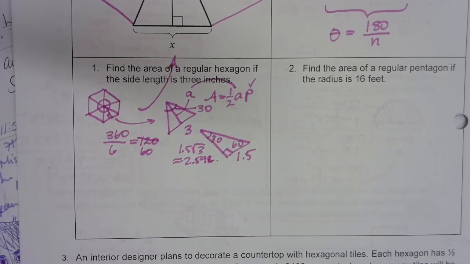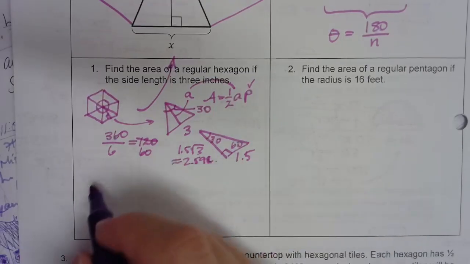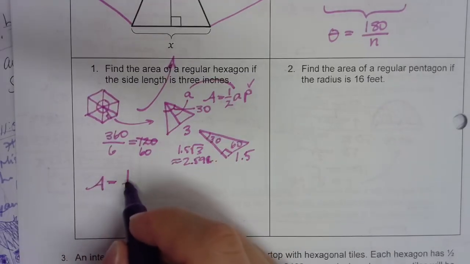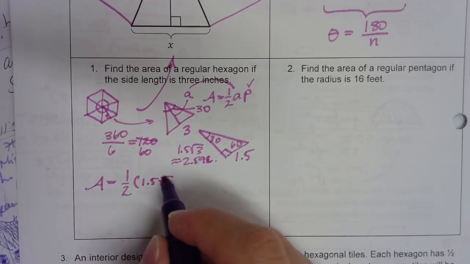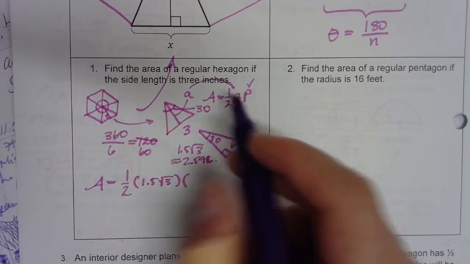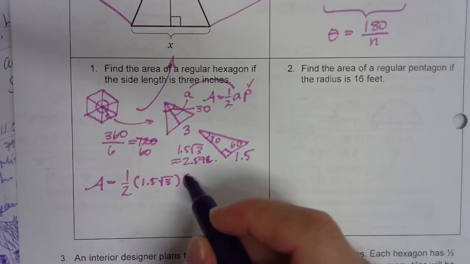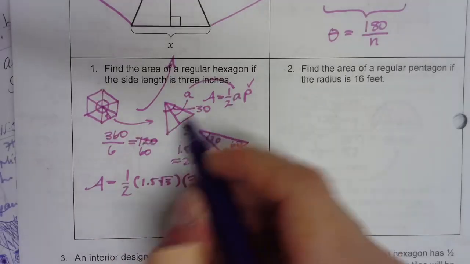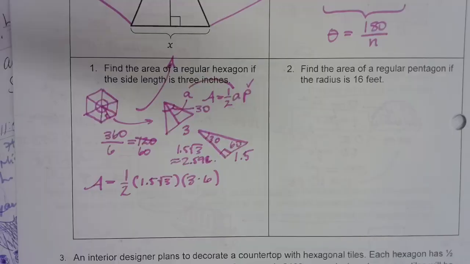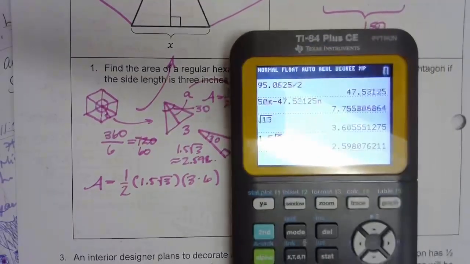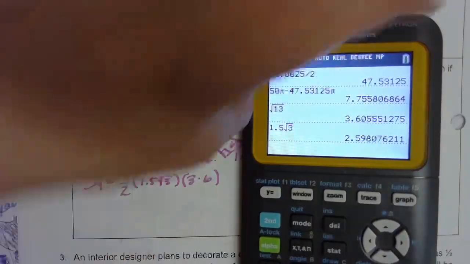So, now that I have the apothem, I'm ready to solve. I know the area must be 1/2 the apothem, which we found to be 1.5 square root 3, times the perimeter. Now, the outside of this shape is 3, and there are 6 of those sides. So my perimeter is 3 times 6, or 18. And then, for my final calculation, I'll plug everything in the calculator.